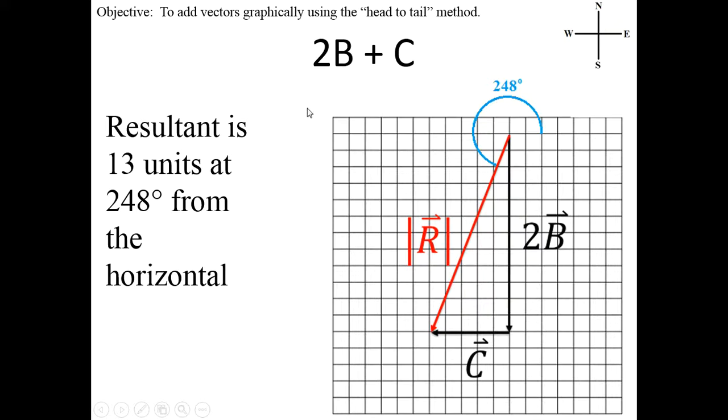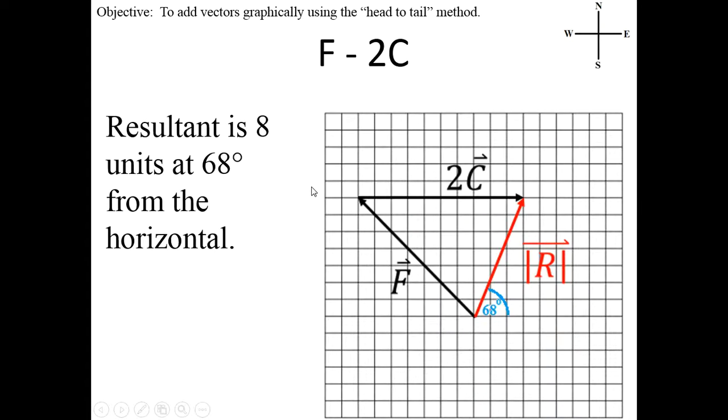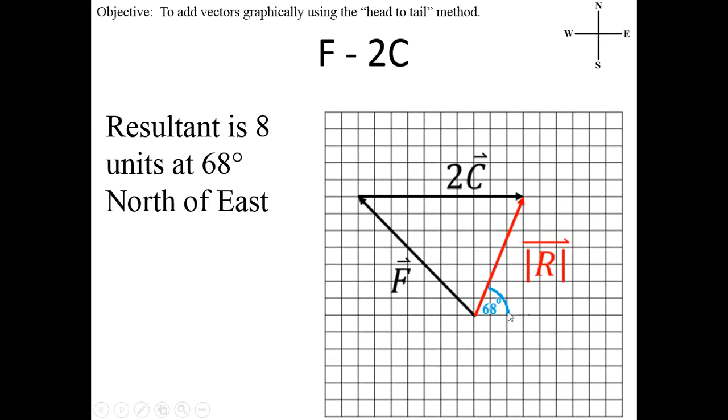So I measured the resultant to be about 13 units, and it's 248 degrees from the horizontal. Or you can say it's this angle here, which is going to be 22 degrees west of south. And for the second one, we've got the resultant is going to be 8 units at about 68 degrees from the horizontal, going up counterclockwise. Or you can say that it's 60 degrees north of east.